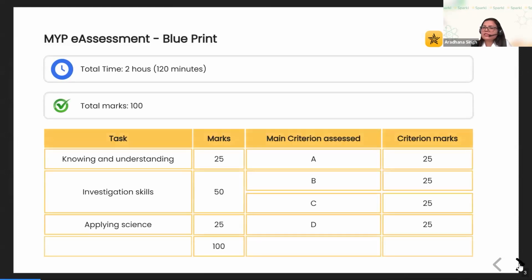Now this is the blueprint of the e-assessment. The very first criteria, criteria A, has maximum total 25 marks. And criteria B and C, including all the data related and processing type of questions, have 50% marks maximum. And criteria D has maximum 25 marks. So total 100 marks of questions you are going to get in the final exam. And how much time do you have to handle these questions?